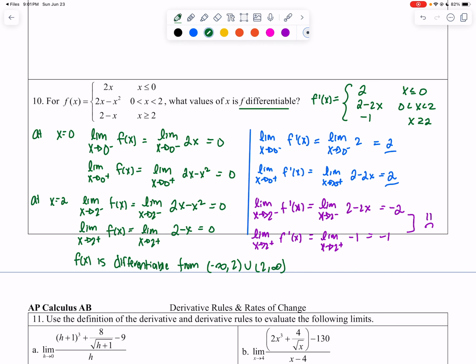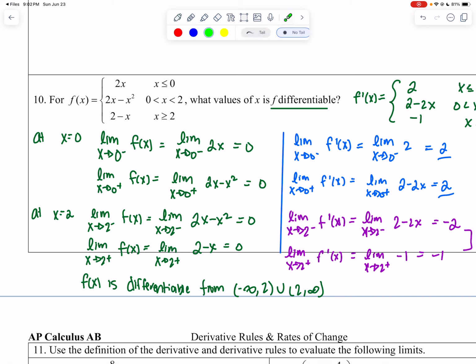Now, to fact check this, what you can do is plot this on Desmos just so that you know that, hey, we have the same slope here, but we don't have the same slope here, even though the function is continuous.